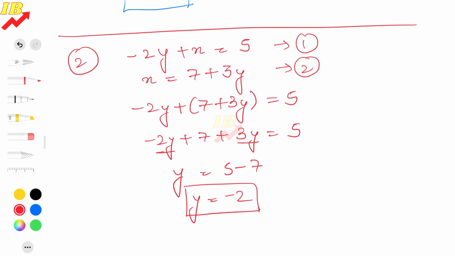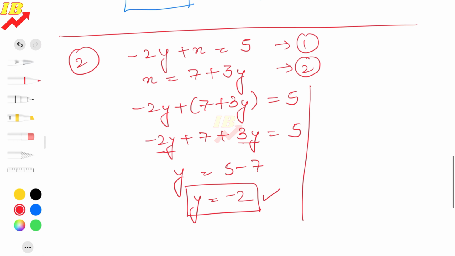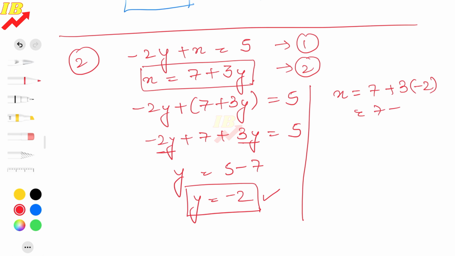So this is one solution here. Now I am putting this y solution in the second equation, because I plugged that equation into the first one, right? You're not going to use the same equation twice, so that's why I'm taking a different one here. So it's negative 7 plus 3 times negative 2, which is going to give you 7 minus 6, which is 1. So these are the solutions. I hope you understand this method. This is a very easy method to understand, right?